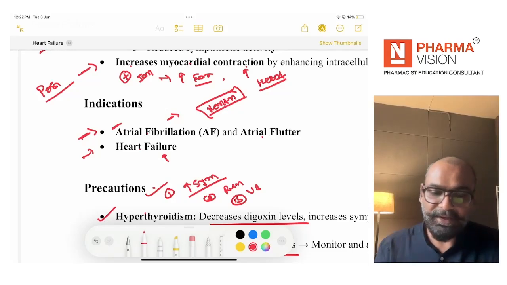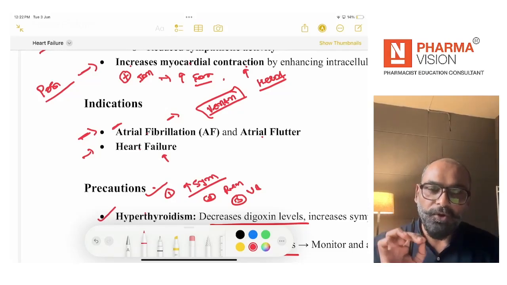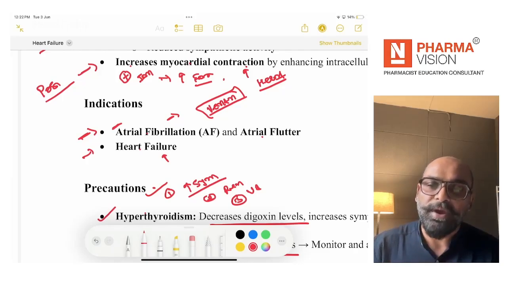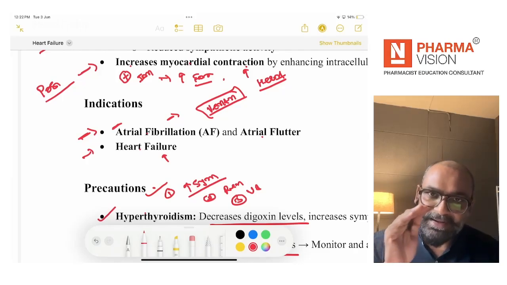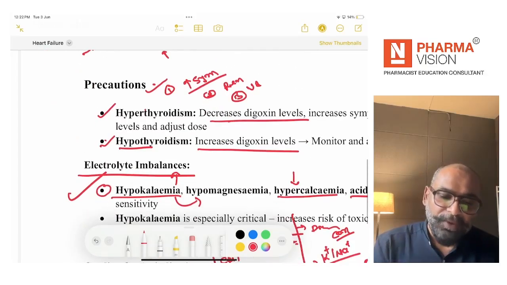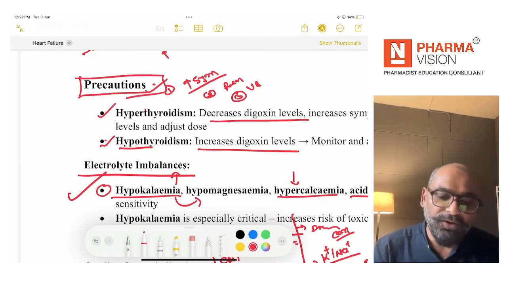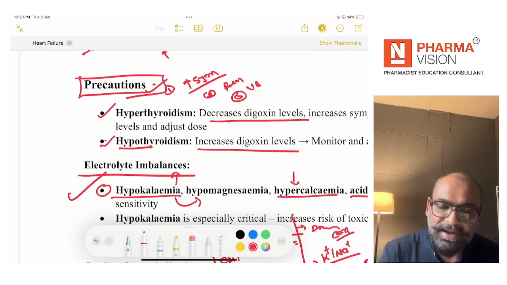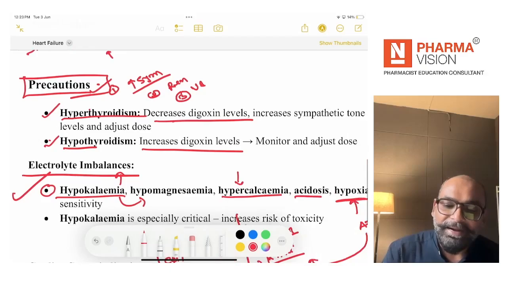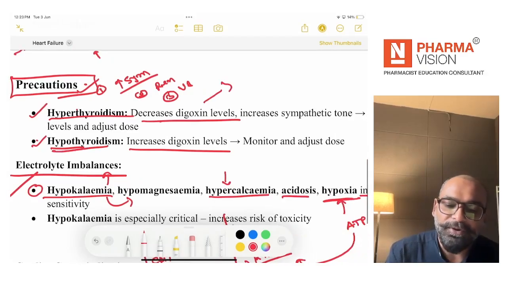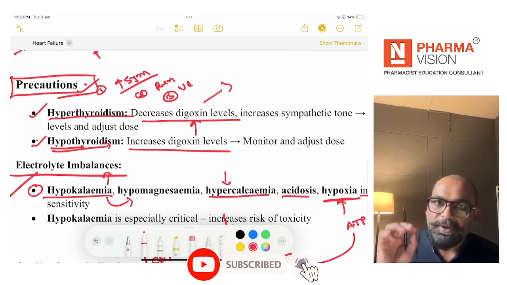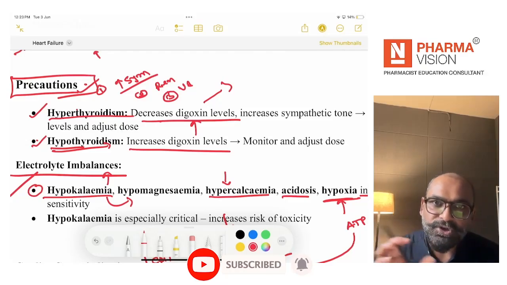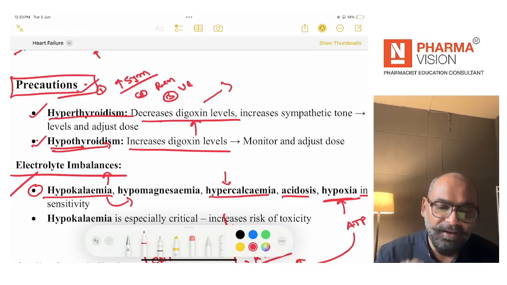But the most important thing is digoxin should not be used for patients who have ventricular arrhythmia, because that is a side effect of digoxin. You can definitely expect questions on electrolytes and other disease conditions, like hyperthyroidism decreasing the digoxin level and hypothyroidism increasing the digoxin level. So what is the correlation between the digoxin effect and the thyroid function? This is a very important point that you have to keep in mind.